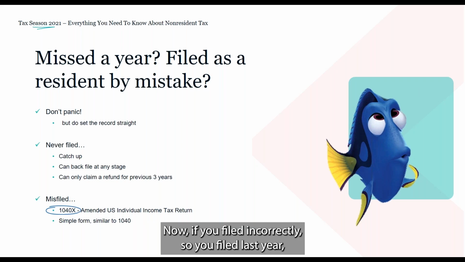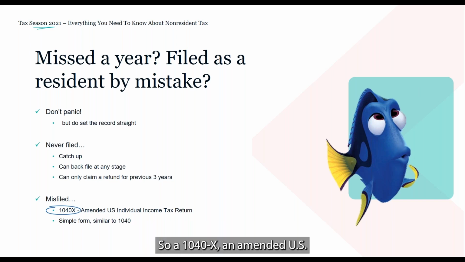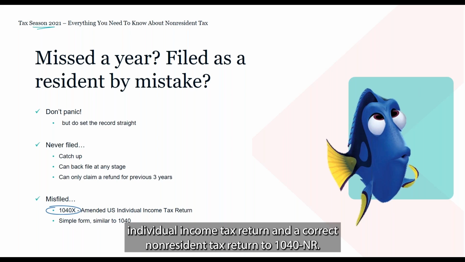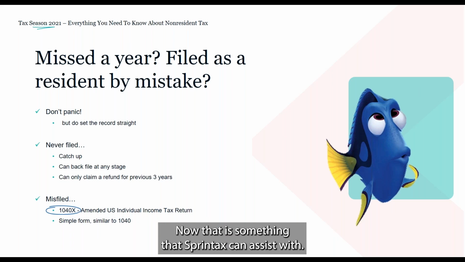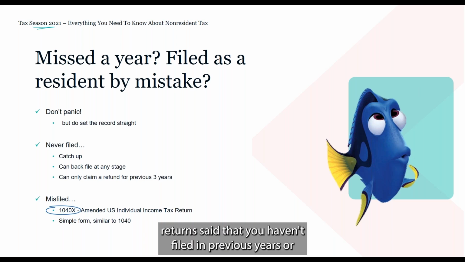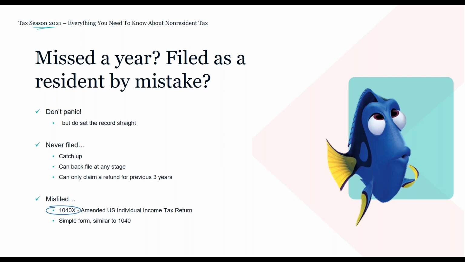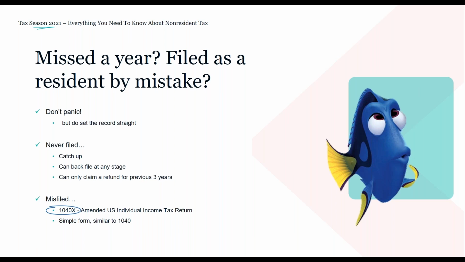Now, if you filed incorrectly, so you filed last year maybe as a resident instead of a non-resident, what you need to do then is to go back and file an amended tax return, a 1040X, an amended US individual income tax return, and a correct non-resident tax return, the 1040NR. That is something that Sprintex can assist with. So if you do need help with either going back and preparing returns that you haven't filed in previous years, or preparing an amended return, both are something that Sprintex can assist with.